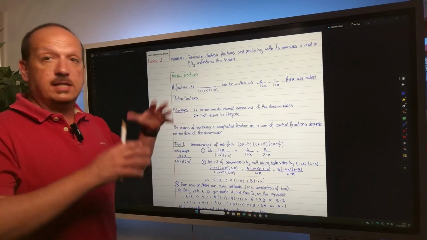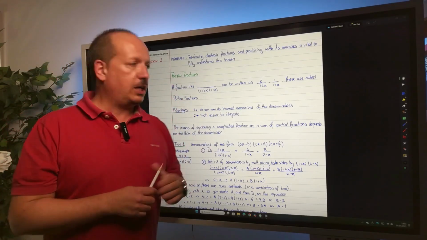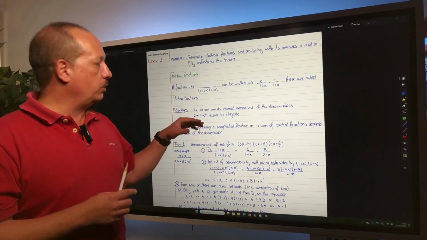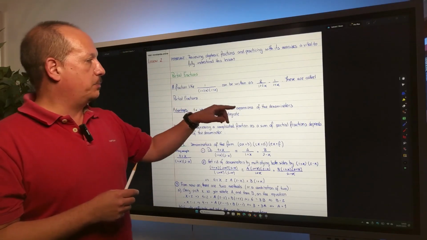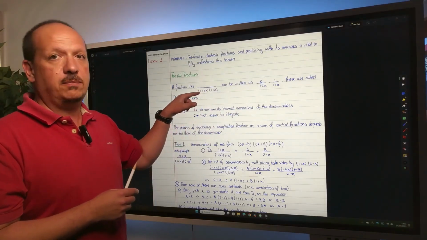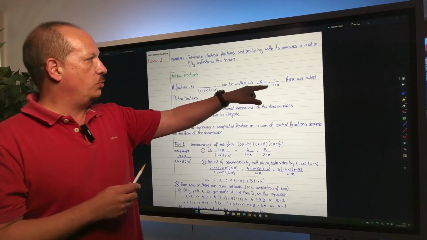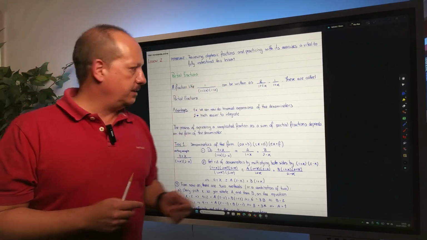This lesson or this chapter is going to focus on point 1, and then a next chapter will focus on point 2. So point 1, we can now do binomial expansions of the denominators over here. You can't over here, okay? And then this is much easier to integrate than that. More on that later, as I've said.